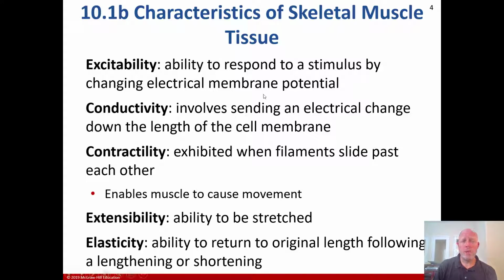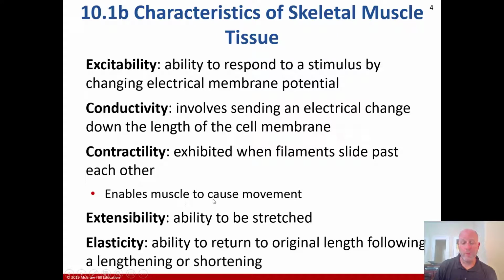That being said, the characteristics of skeletal muscle tissue: excitability. It has the ability to respond to a stimulus by changing the electrical membrane potential, which we'll talk about shortly. Conductivity involves sending an electrical charge down the length of the cell membrane. Contractility is exhibited when the filaments slide past each other. Again, we'll talk about these shortly.